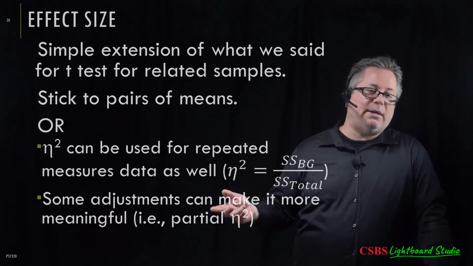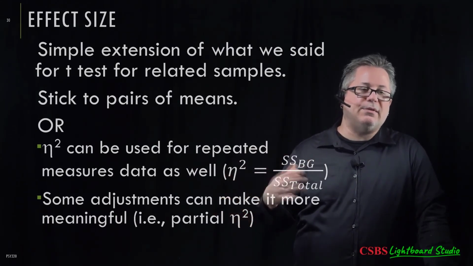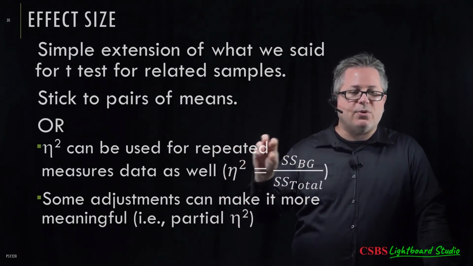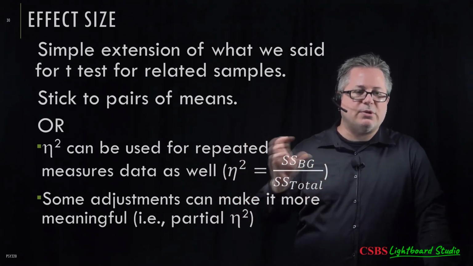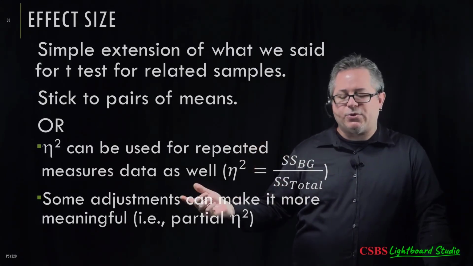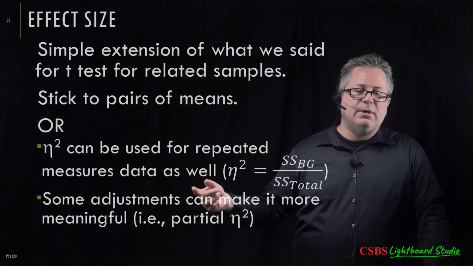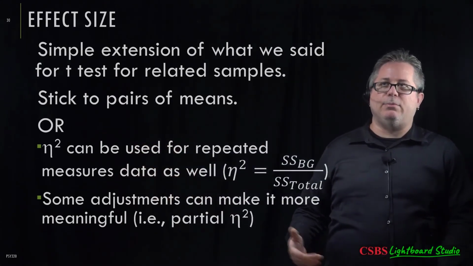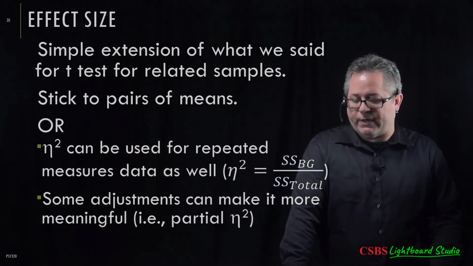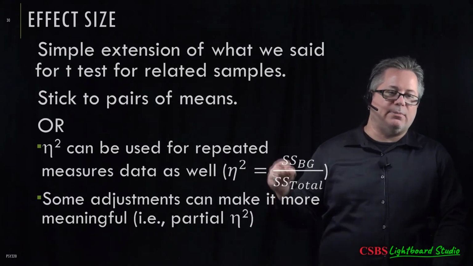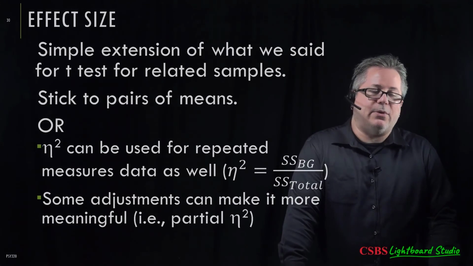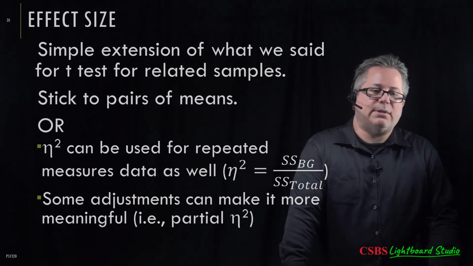Now, the omega squared gets a little bit weird because are you using the mean square within groups or the mean square for error to do the adjustment, which is why I don't really have omega squared listed here for repeated measures. Let's just stick to eta squared. So if you're doing a repeated measures ANOVA and you're asked to do effect size, just stick to eta squared, between over total. It's simple. You don't have to try to figure out what error goes where.